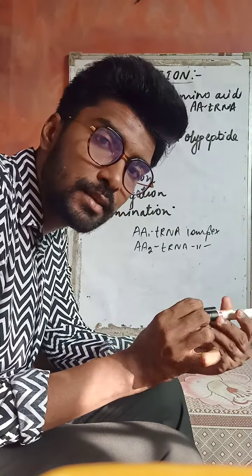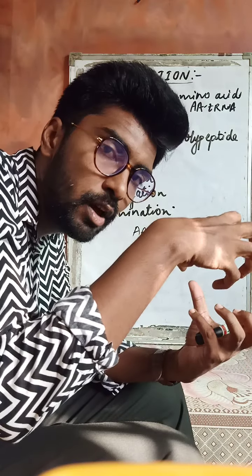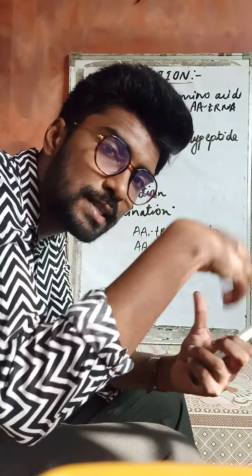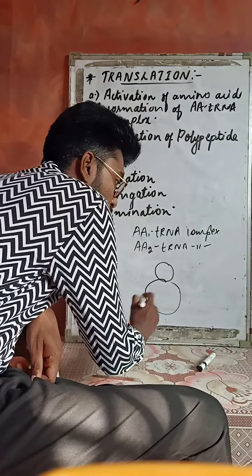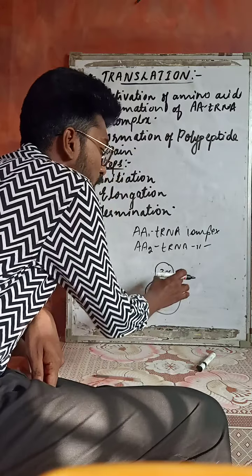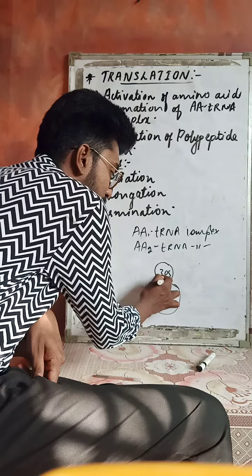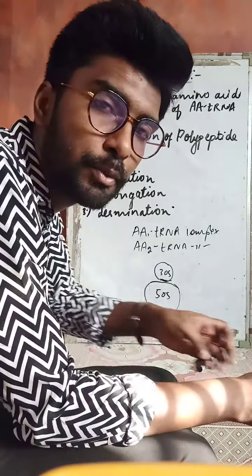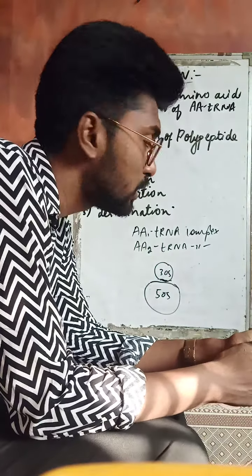Okay, now once termination takes place, the 30S smaller subunit and the 50S larger subunit separate from each other. This is your 30S and this is your 50S. This is the smaller subunit, this is the larger subunit. Now 30S will get separated from the larger subunit 50S. This is called termination taking place in translation.